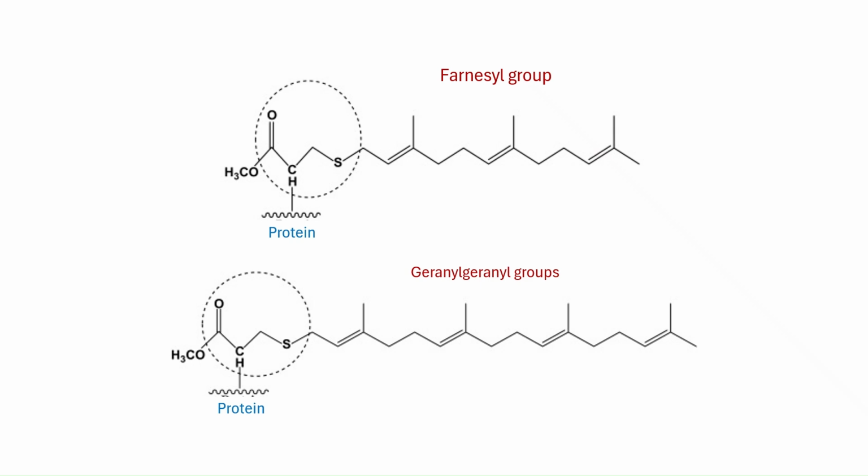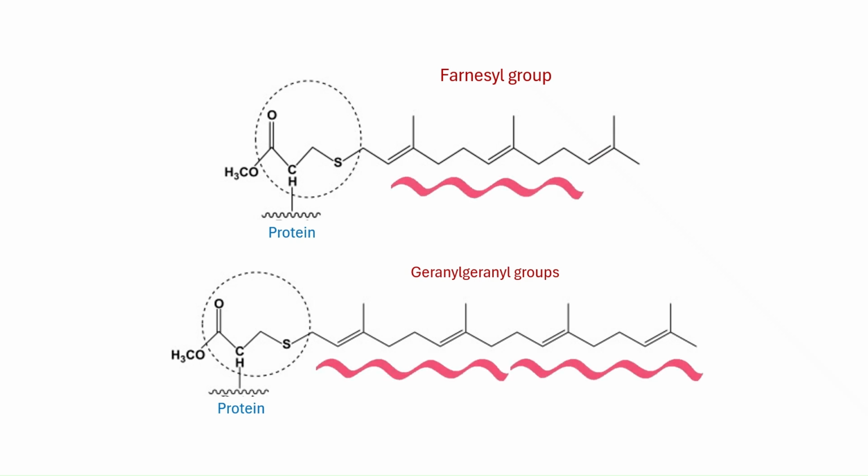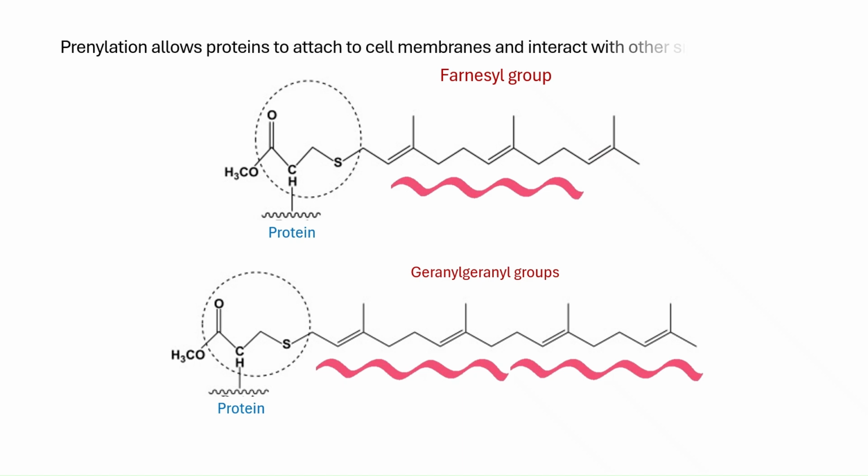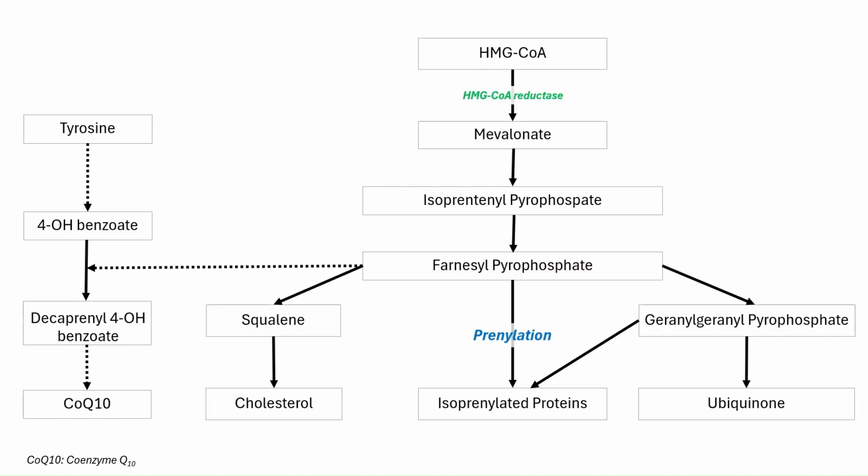Prenylation is a post-translational modification, where lipid groups such as farnesyl or geranylgeranyl groups are attached to proteins. These lipid anchors allow proteins to attach to cell membranes and interact with other signaling molecules. The isoprenoids needed for this process, specifically farnesyl pyrophosphate or FPP, and geranylgeranyl pyrophosphate or GGPP, are downstream products of the mevalonate pathway, the same biochemical route inhibited by statins.